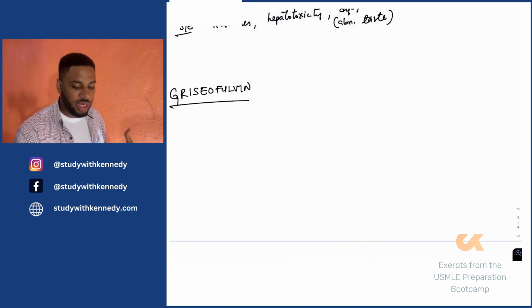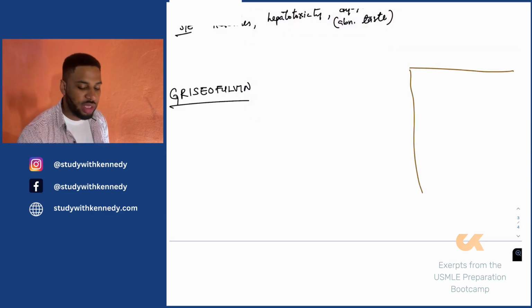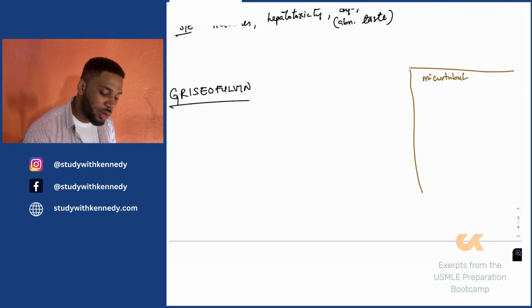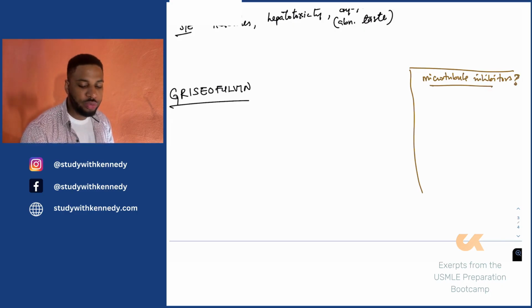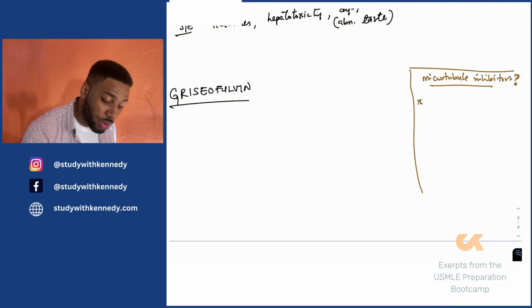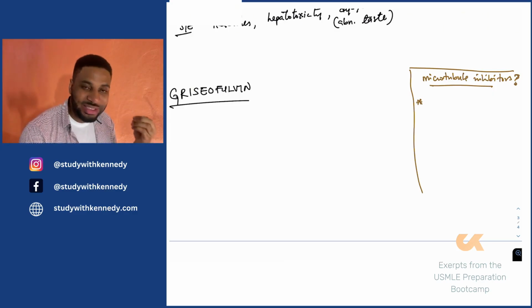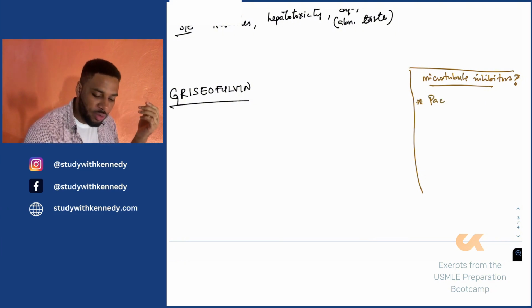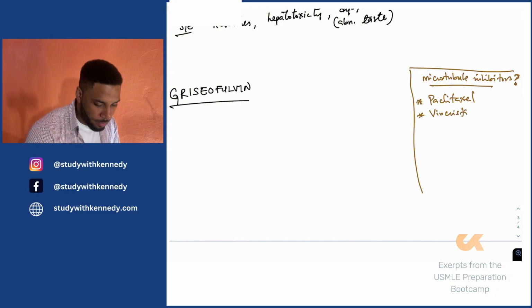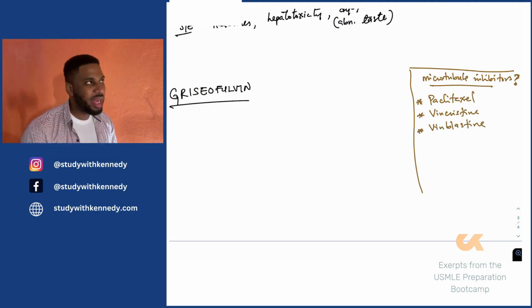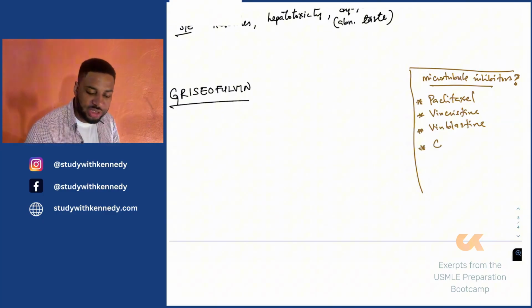When you think about griseofulvin as a microtubule inhibitor, are you thinking of other medications that are microtubule inhibitors? Which other medications do you remember that are microtubule inhibitors? Do you remember any antifungal drug? Antifungal. Do you remember any anti-cancer medications? Any anti-cancer medications that inhibit microtubules? I hope you're thinking of paclitaxel. You're thinking of vincristine. You're thinking of vinblastine. Do you remember any other medication somewhere else that inhibits microtubules? Are you thinking of colchicine?